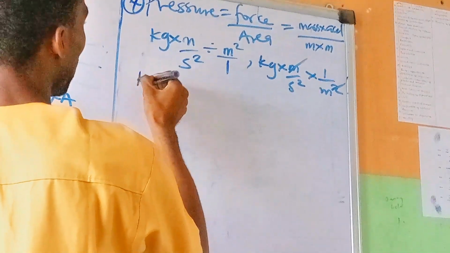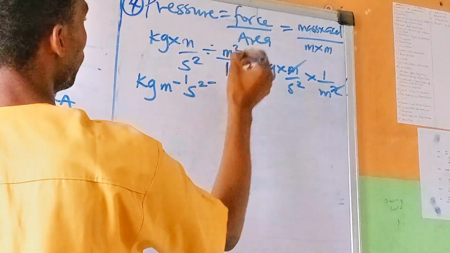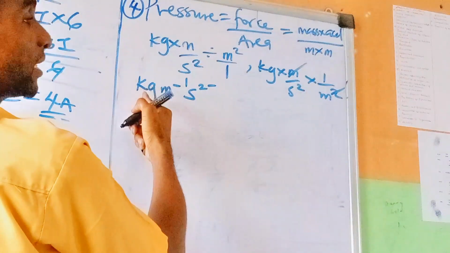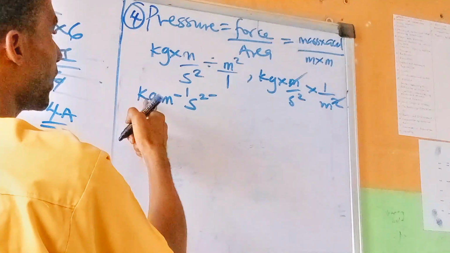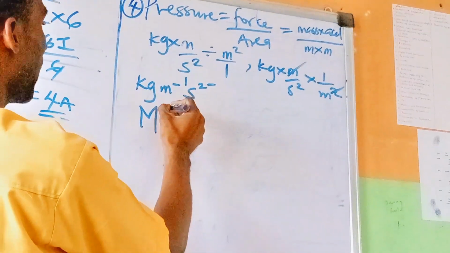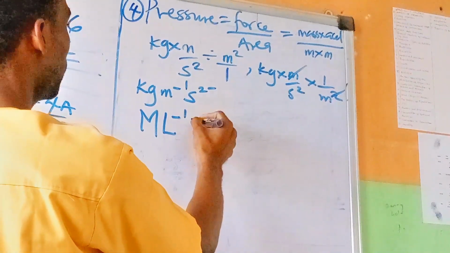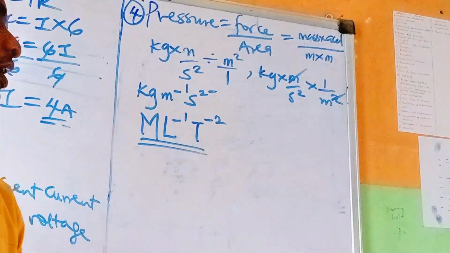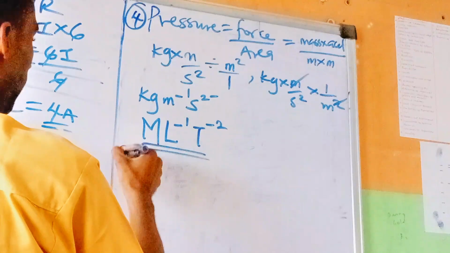So what do I have left? I have kg m^-1 s^-2. So if you are going to write this in dimension, this is the SI unit, and from here you can get the dimension. The dimension for kilogram, which is mass, is capital M. The dimension for distance is L^-1. The dimension for time is T^-2. So the answer is ML^-1T^-2. That's the answer. Number 5.